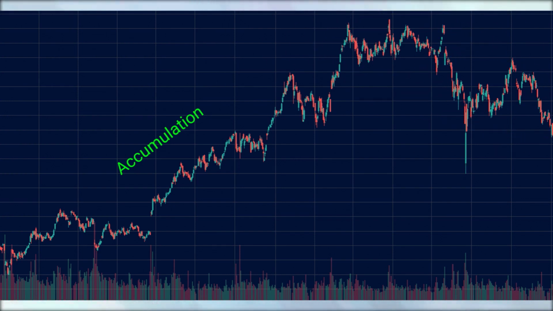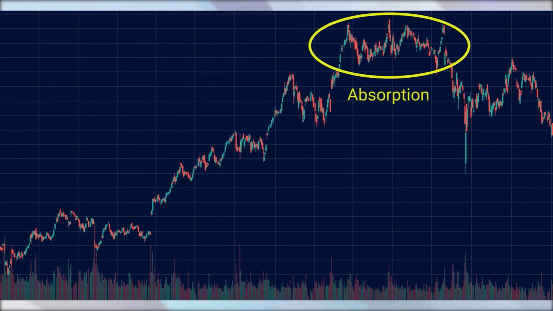The 3 trend phases are accumulation, absorption, and distribution. The accumulation phase, according to Charles Dow, is when institutions and other well-informed investors are buying. There's not often much movement during the accumulation phase, as these investors are very steady and they're often secretive in their approach.